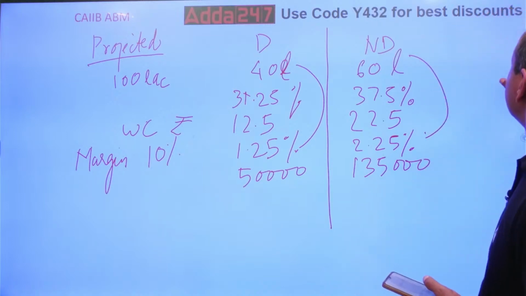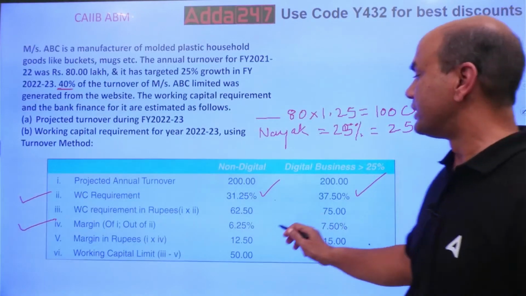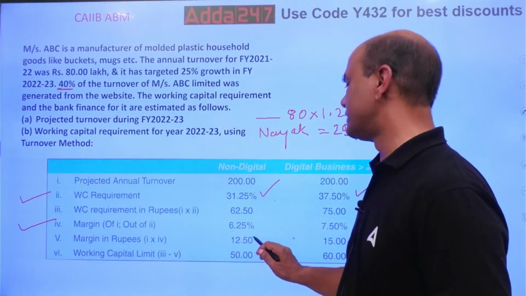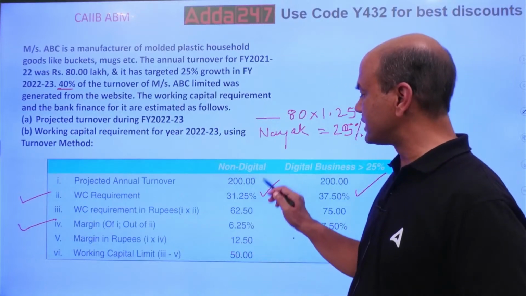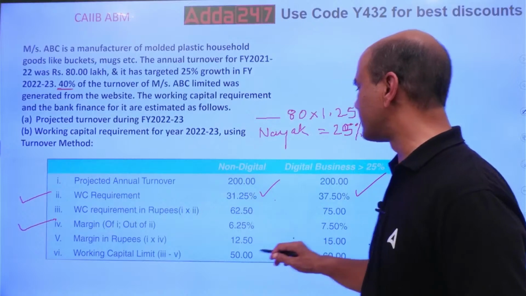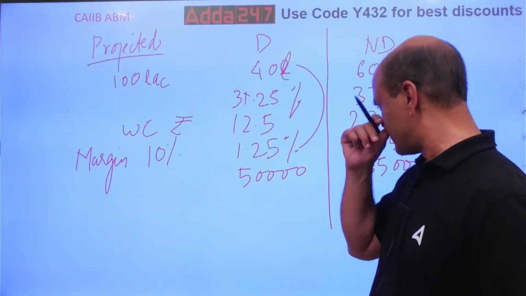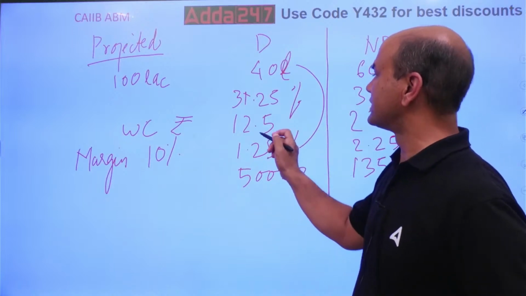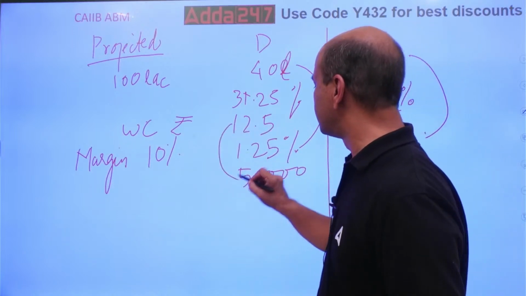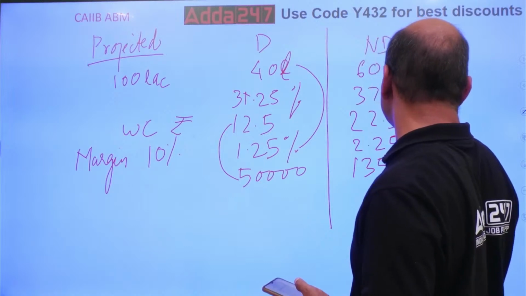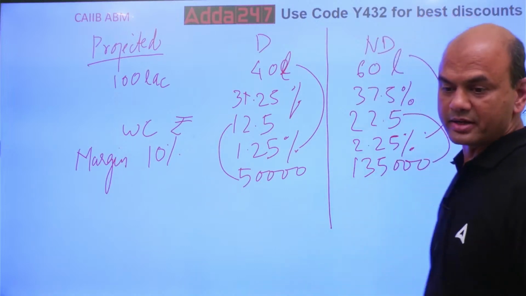1,35,000. So look at this. This much you have got, margin in rupees. Now once you get the margin, just subtract it from the WC requirement, because this is the margin which the customer will bring in. So what is my WC requirement? It was this, 12.5 lakhs. This and this. Now subtract it.